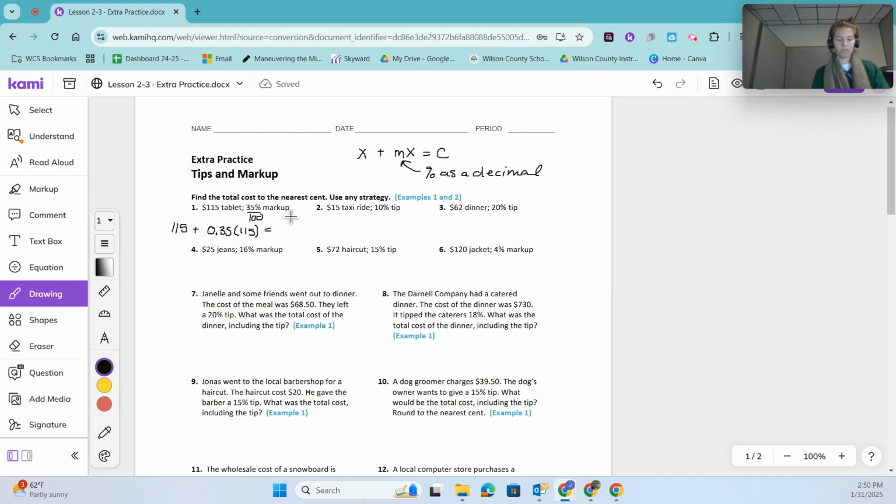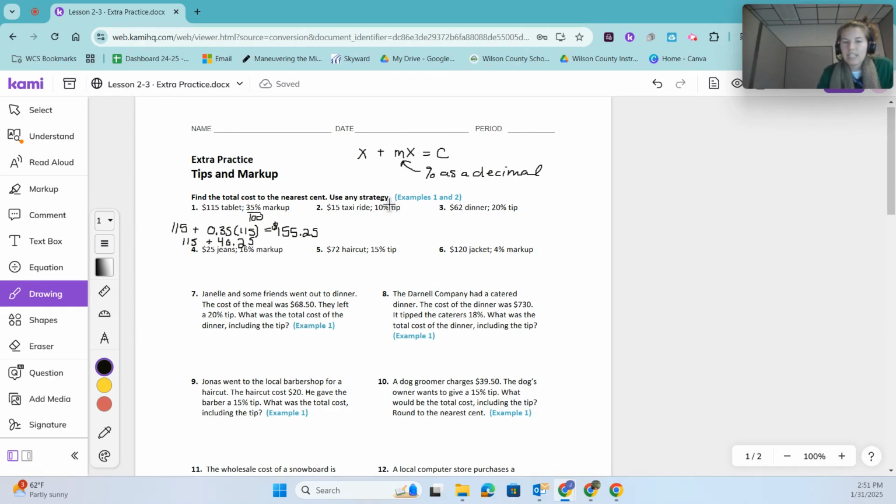Okay, so 0.35 times 115, that's going to give you $40.25 is the markup, and we're going to add that to the original cost of the item. So that's going to make the new cost of the item $155.25. Now, when you would do markups is like stores, they buy things at a certain cost and then they mark them up to sell them to us. Okay, so this is the price that would be listed in the store.